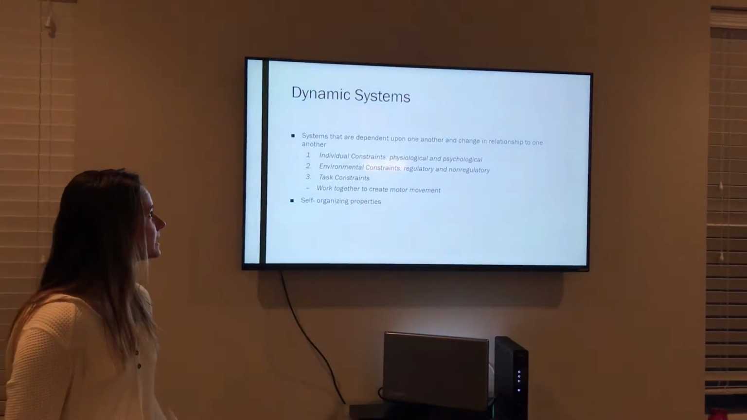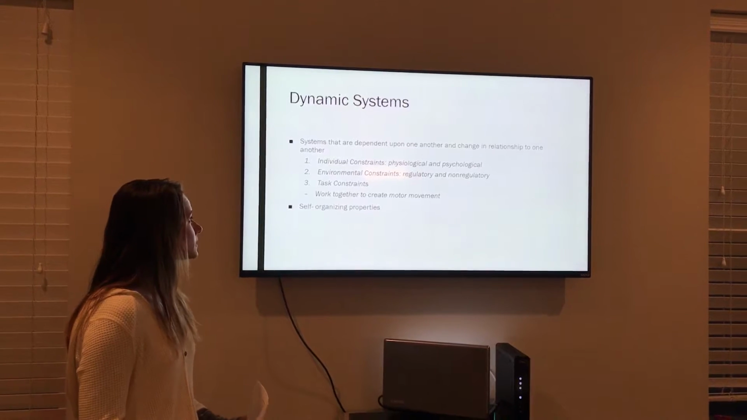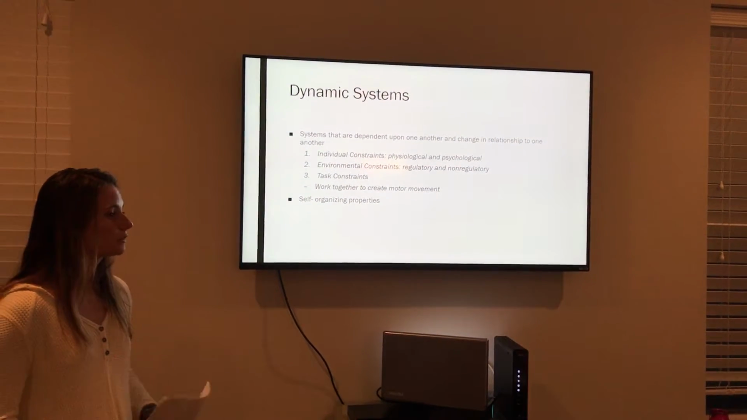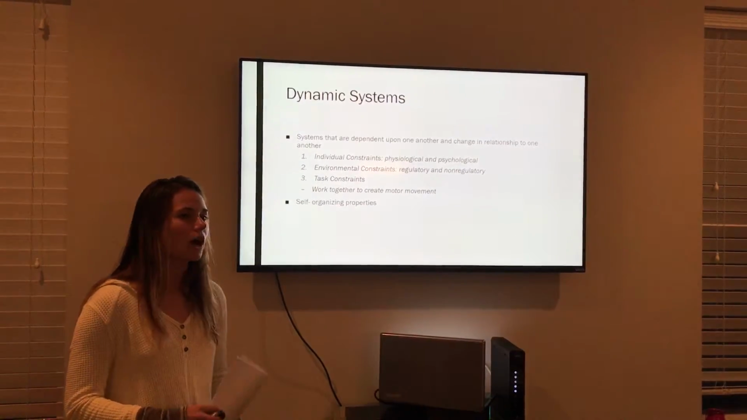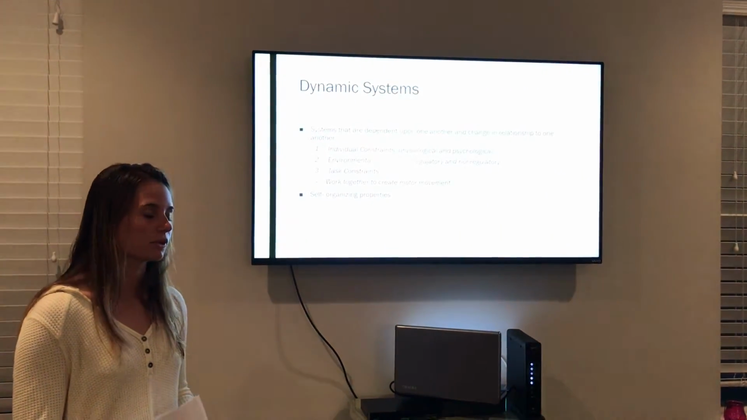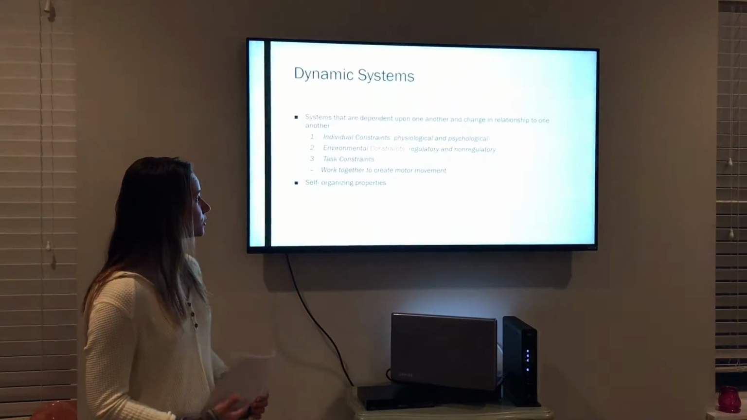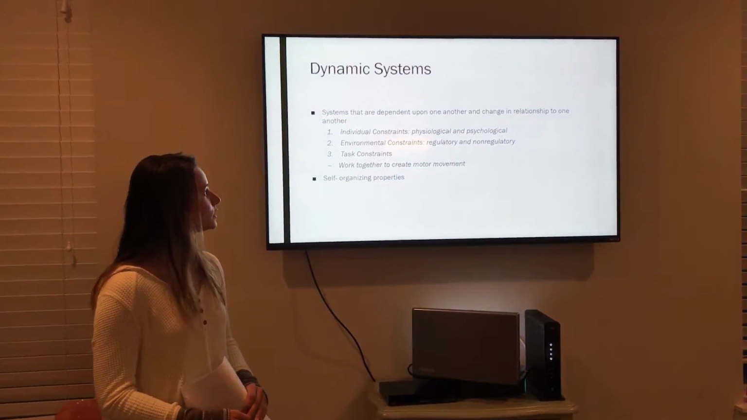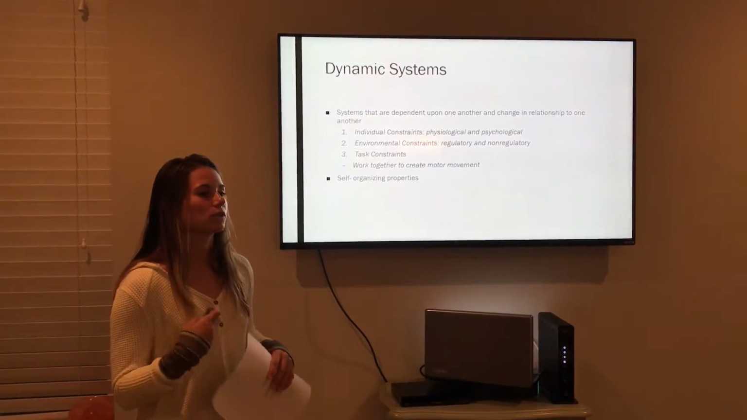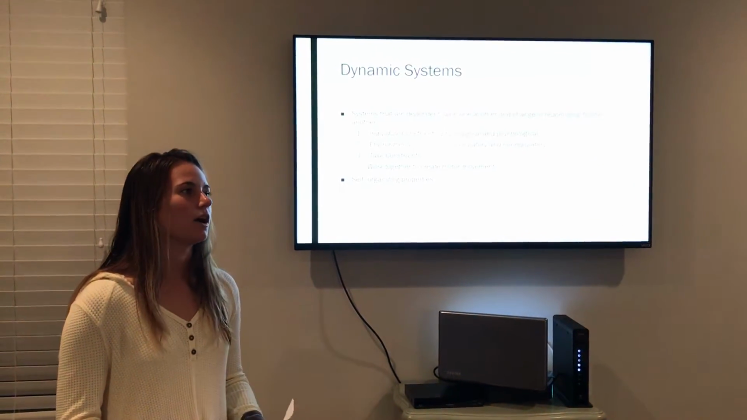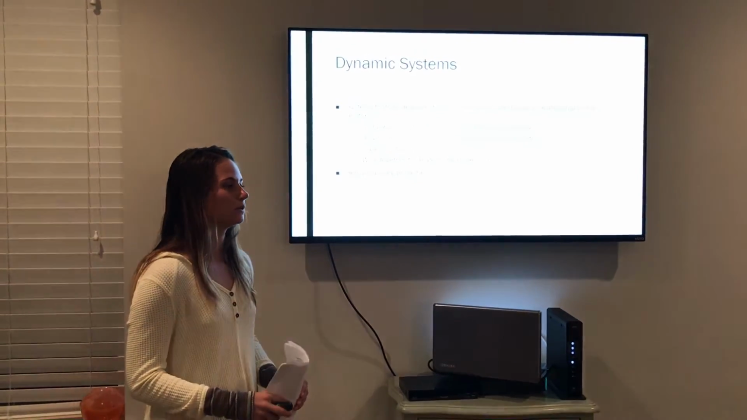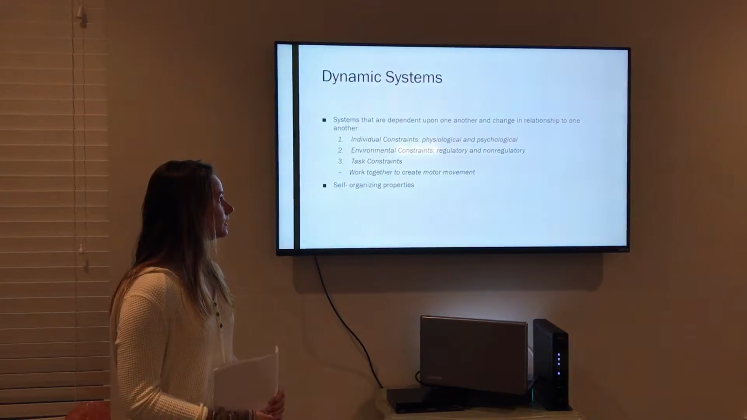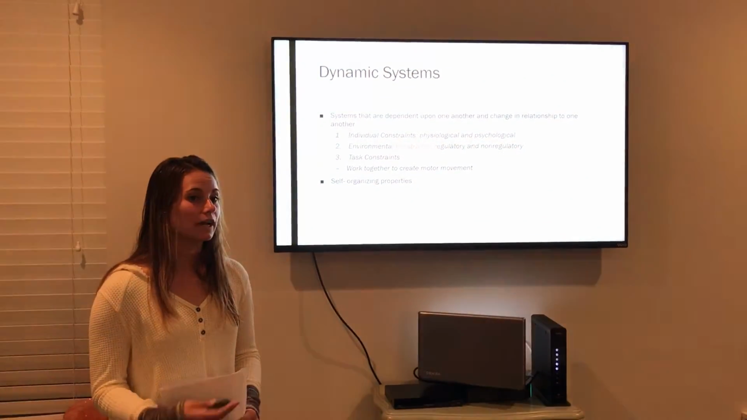So let's talk about the dynamic systems. They are systems that are dependent on one another and change in relationship to one another. So these involve 3 different types of constraints. Now constraints are obstacles that you have to overcome in order to create the movement. These include individual constraints, environmental constraints, and task constraints. Individual constraints are constraints within yourself. So it's your emotional state, if you have high blood pressure, if you are diabetic, these are going to affect the way you move.